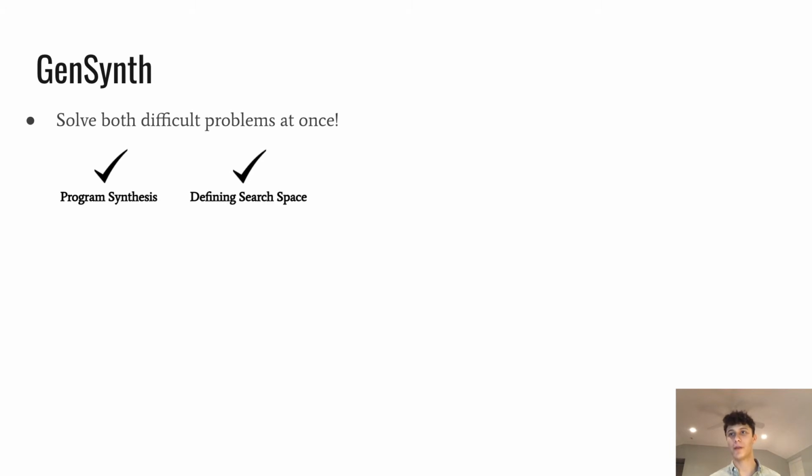So how do we do this? Well, we solve both difficult problems at once. Notice the gen in GenSynth. This stands for genetic algorithm. So we use a genetic algorithm to define the search space as we synthesize the program.